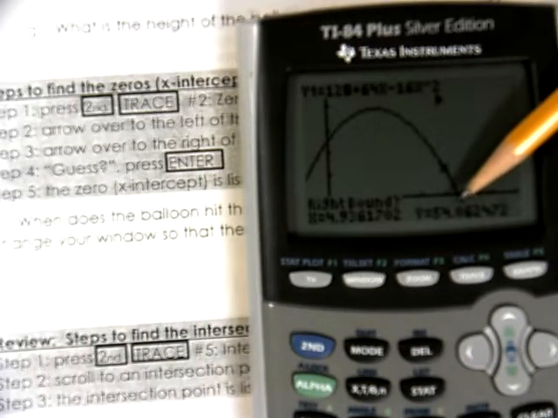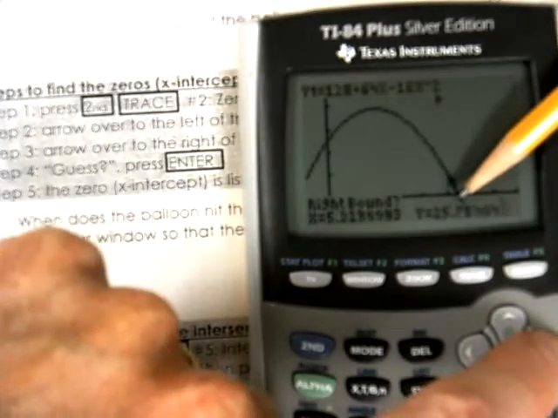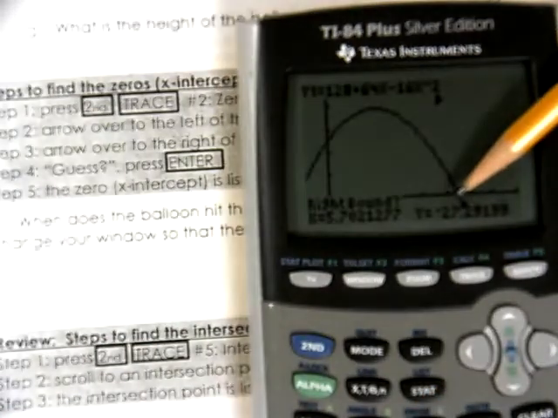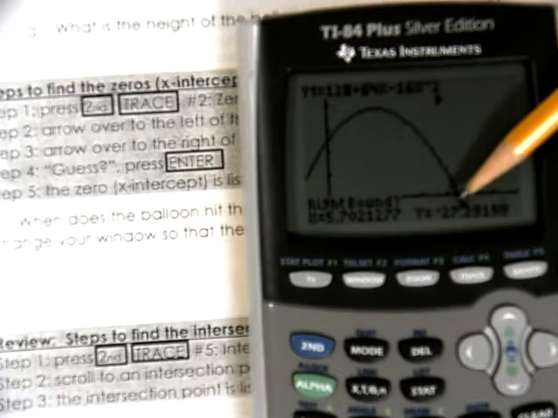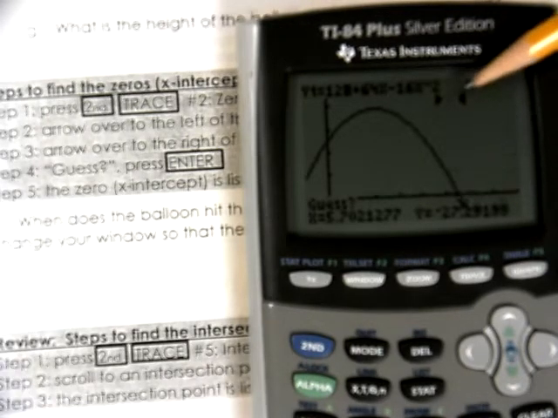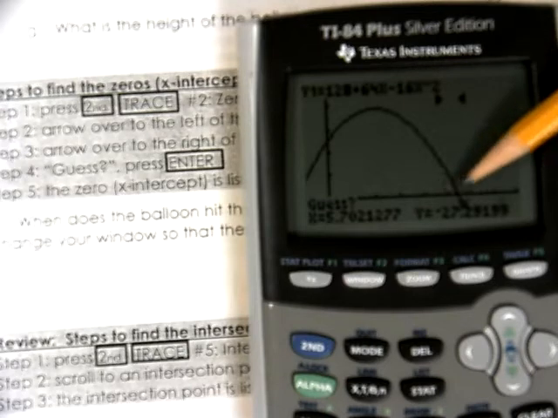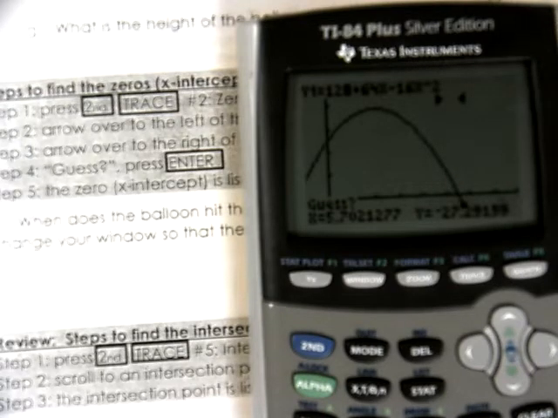Hit enter. Now it says right bound. So I need to arrow over until I get to the right of it. Notice when I'm to the right of it, my y values are negative. That's because I'm below the x-axis. And I can hit enter. You'll see the 2 triangles at the top. That's showing you the domain that they're using to be looking between.